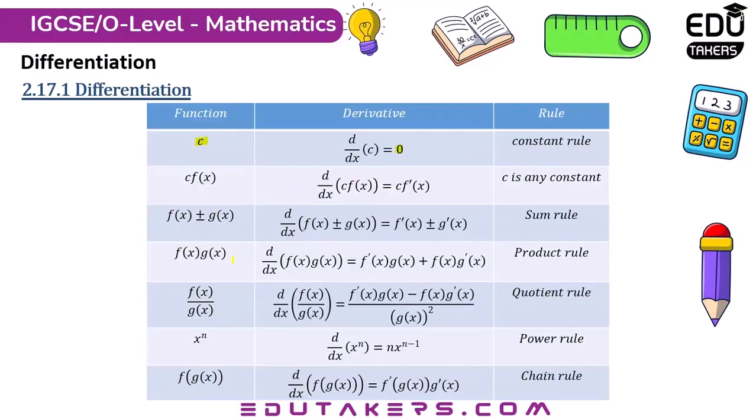Then if two functions are multiplied, we use the product rule. And if two functions are divided by each other, then we use the quotient rule. And if a function has a power, then we use the power rule. If we have a function in the form f of g of x, then we use the chain rule. You need to memorize these rules.